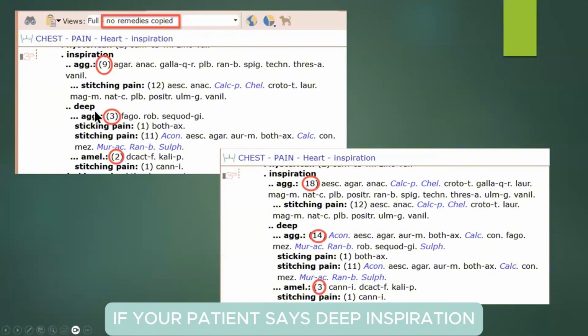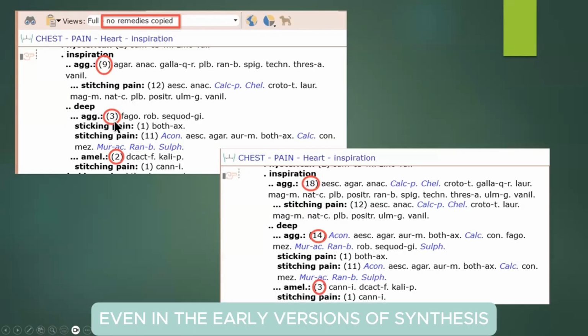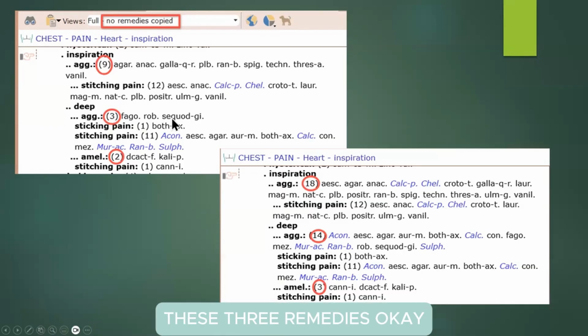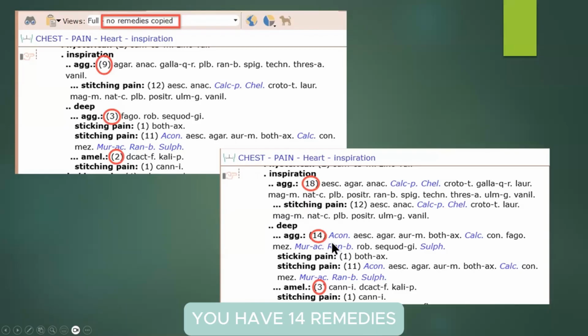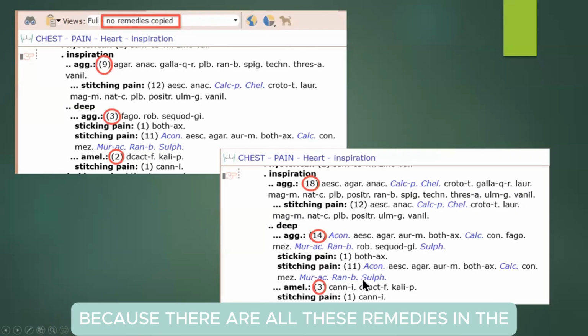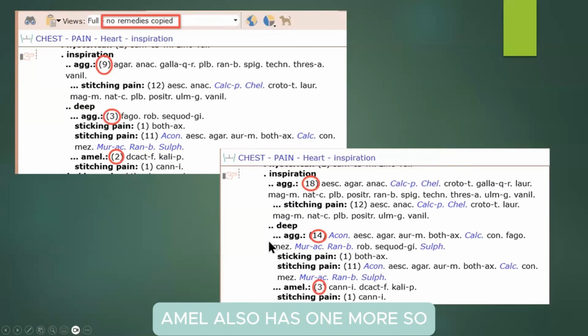If your patient says deep inspiration, originally in Kent, even in the early versions of Synthesis, you would only have these 3 remedies, okay? But in Synthesis 9.2 and later on, you have 14 remedies because there are all these remedies hidden in the sub-rubrics, Kentian remedies, okay? Amel also has one more.